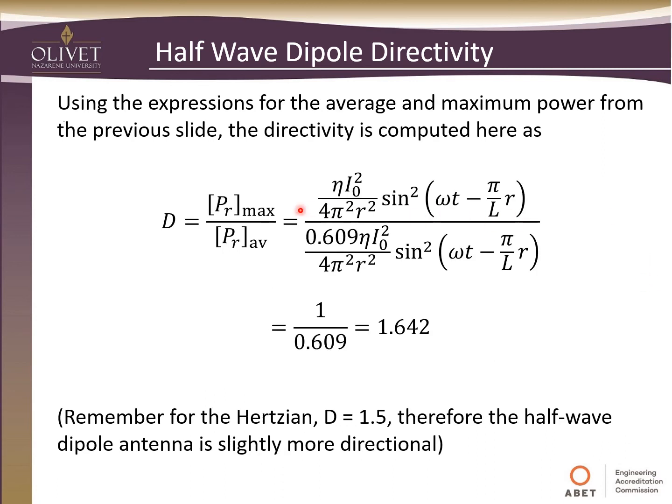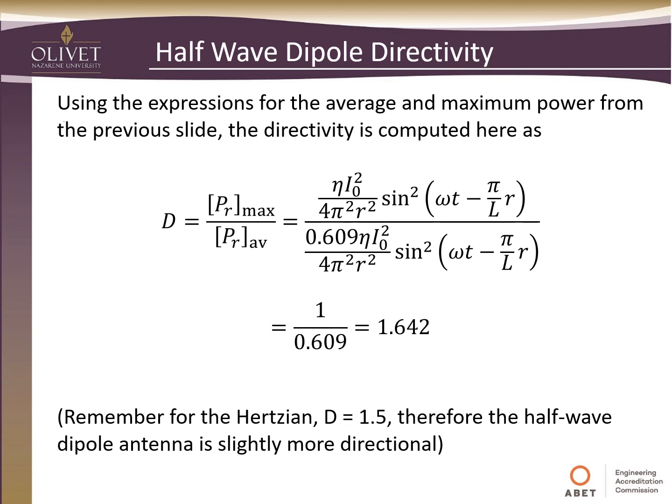So here, remember that the directivity for an antenna is defined by the maximum power radiated in any direction divided by the average power radiated around the sphere, the complete encapsulation of the antenna. And so we just calculated these on the previous slide for the half wave. So we plug these values in. We end up getting 1 over 0.609, which calculates out to about 1.642.